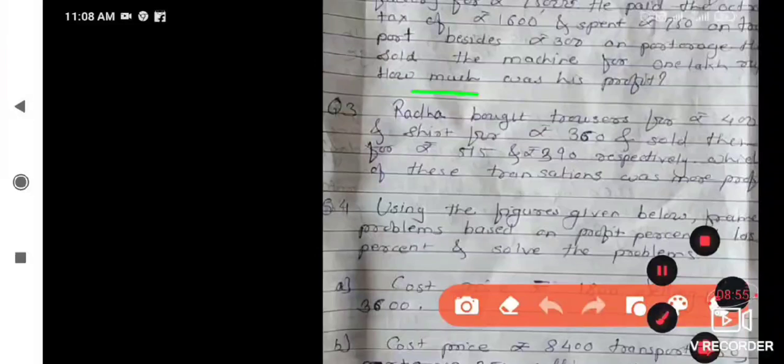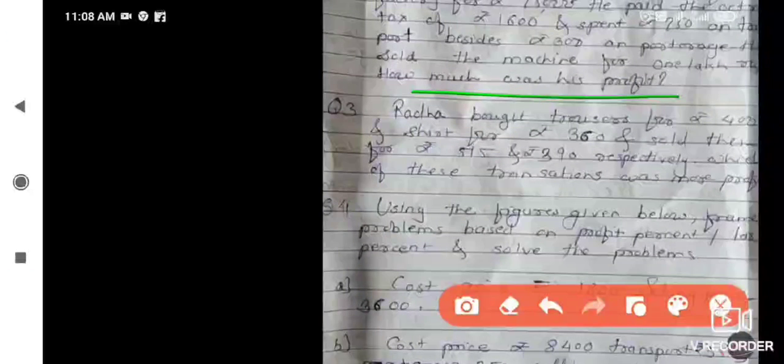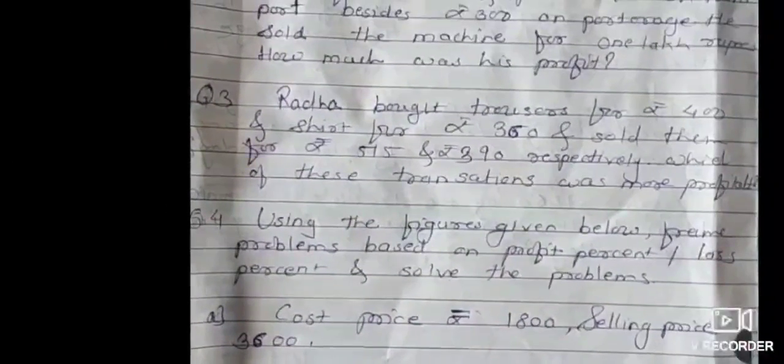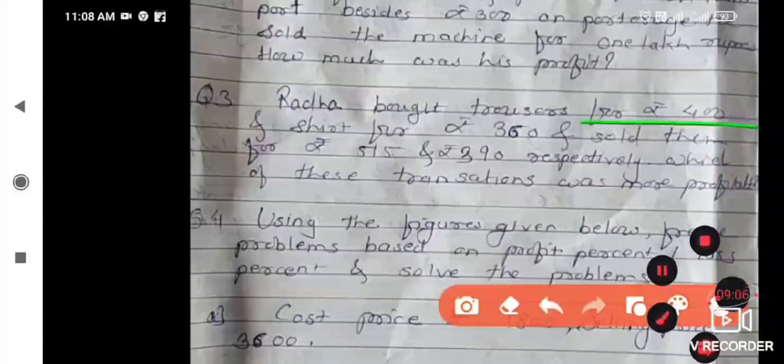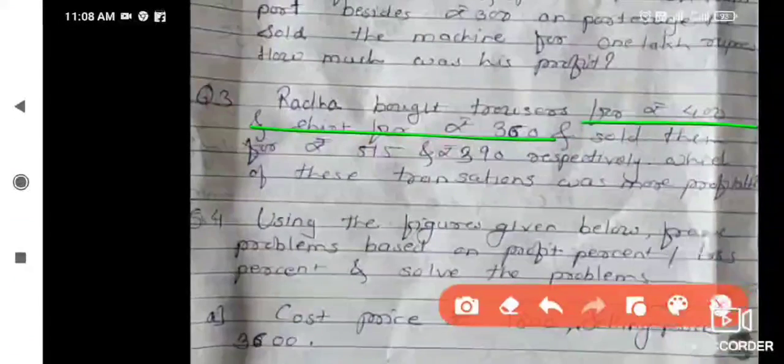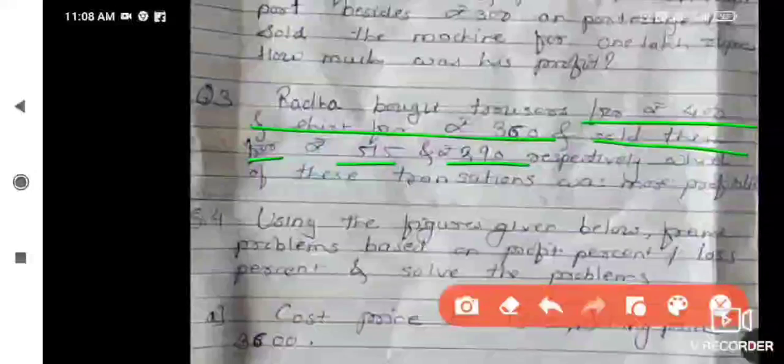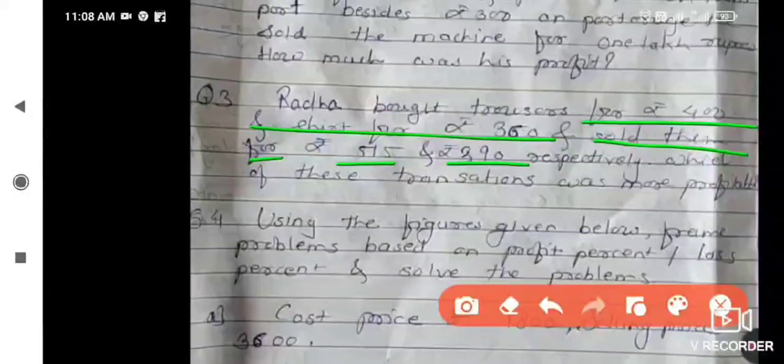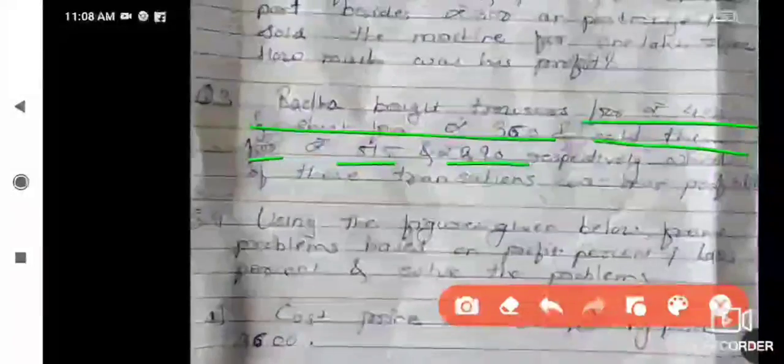Just solve the example. Now we will see the next example, question number 3. Here in the question, find the answer up to one decimal point. I will teach you how to solve this example. The next question: Radha bought a trouser for rupees 400 and a shirt for rupees 360, and sold them for rupees 515 and 390 respectively. Which of the transactions is more profitable? That we have to discuss.